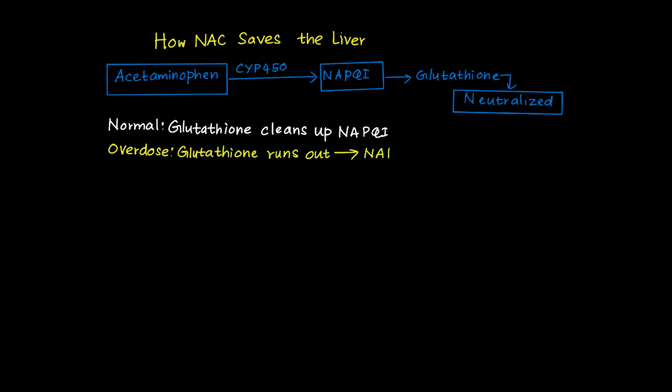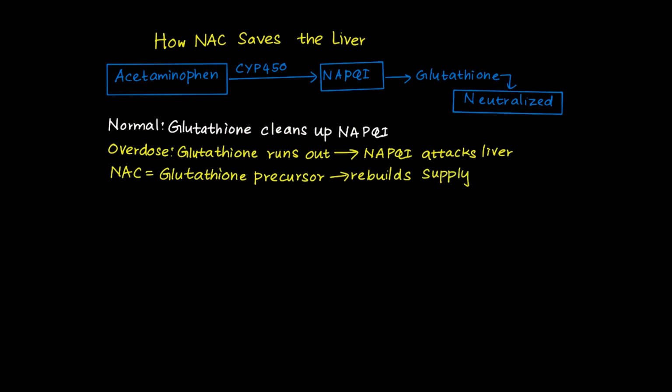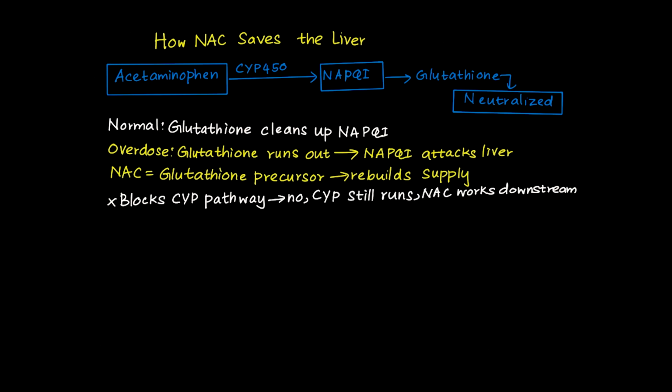NAC works by serving as a glutathione precursor. It gives the liver the raw material to rebuild its glutathione supply, which then resumes neutralizing NAPQI. It does not block the CYP pathway entirely. The pathway is still running. NAC works downstream, cleaning up the mess after NAPQI is made.